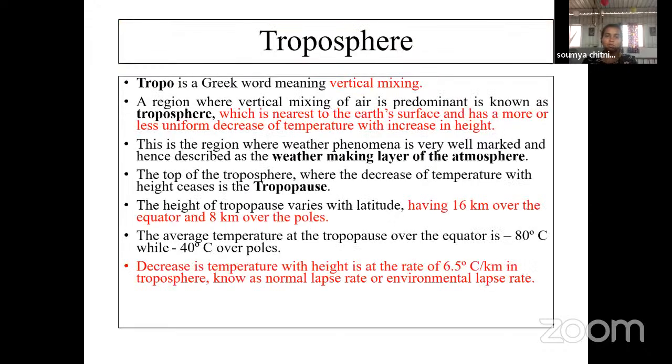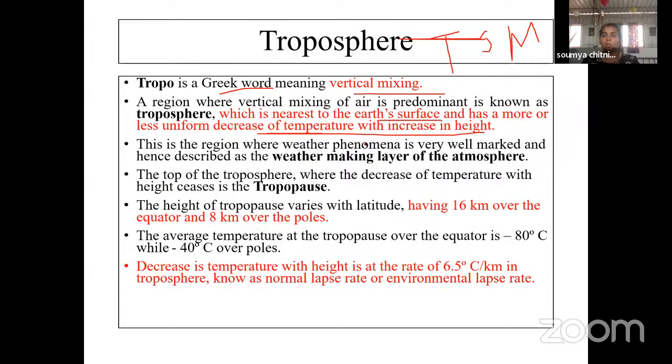Tropo, strato, meso, and the thermosphere. So what is troposphere? The word is derived from a Greek word, that is vertical mixing. So here vertical mixing of air is predominant, and it is nearest to the earth's surface and has a more or less uniform decrease in temperature with increase in height. So likewise, as I told you, TSMT you can remember. So for troposphere you can remember, as altitude increases, the temperature decreases.